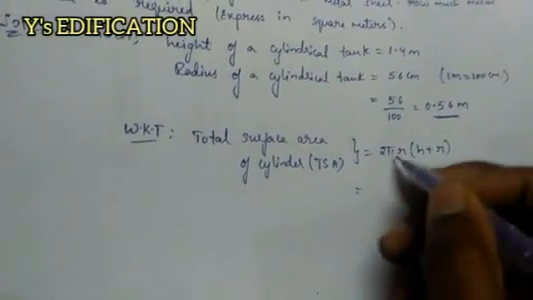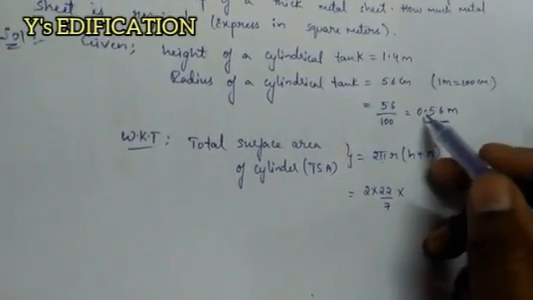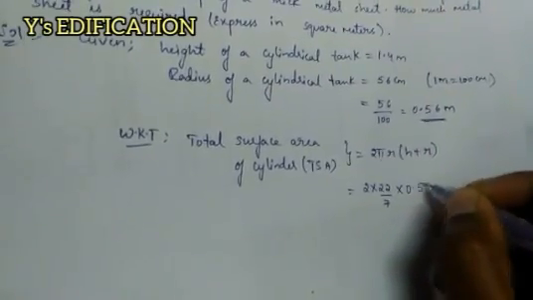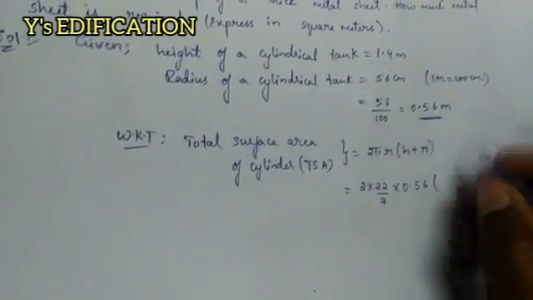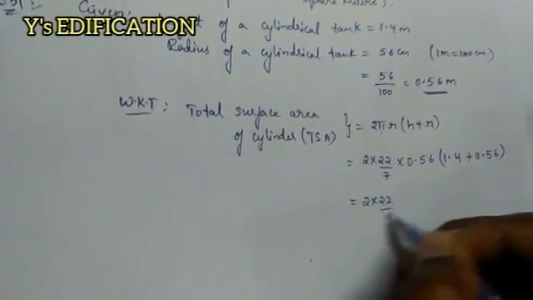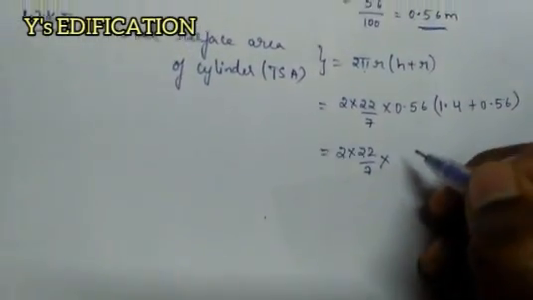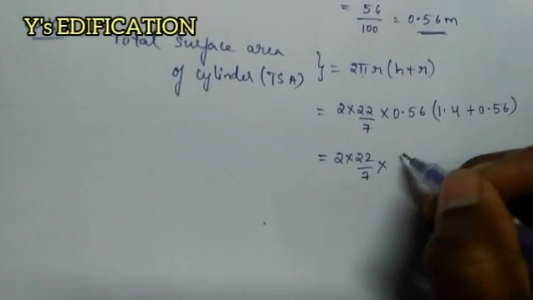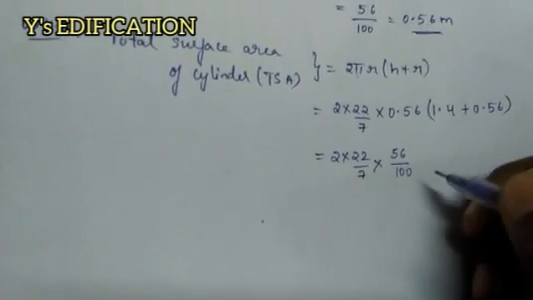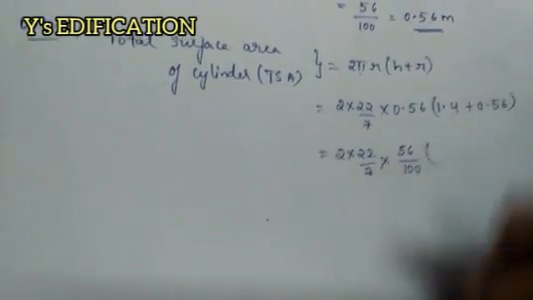So what is pi value here? Pi value is always 22 by 7. And what is the r here? 0.56. And what is the h? 1.4. And again what is the r? 0.56. Now 2 into 22 by 7, into 0.56. We will do the simplification in an easy process. How can we write 0.56? 56 by 100. So in this way we can cancel easily. Next, 1.4 plus 0.56 is 1.96.